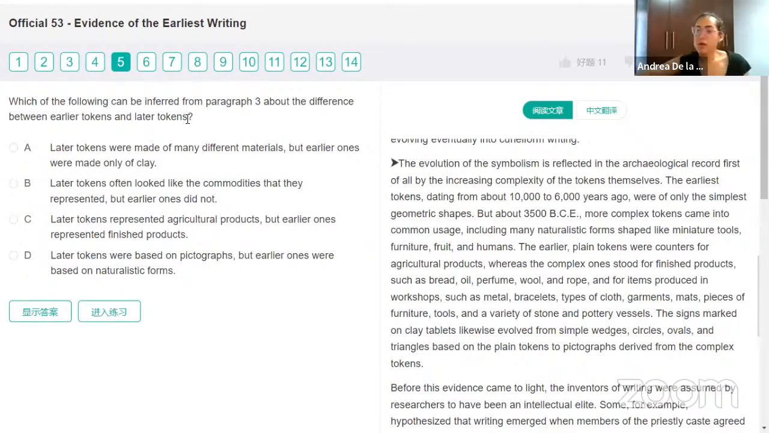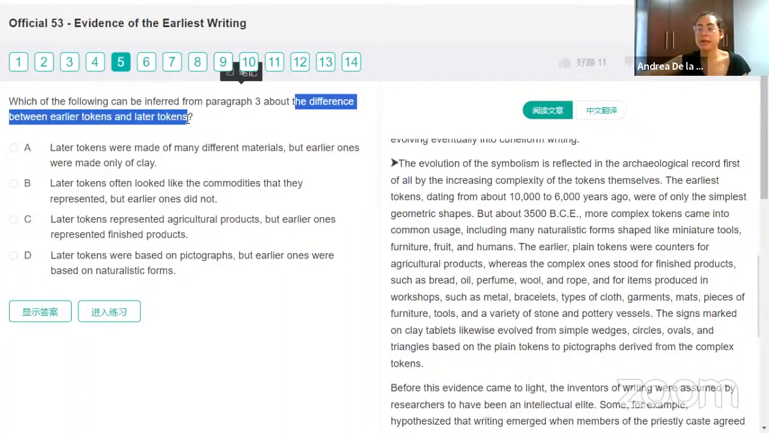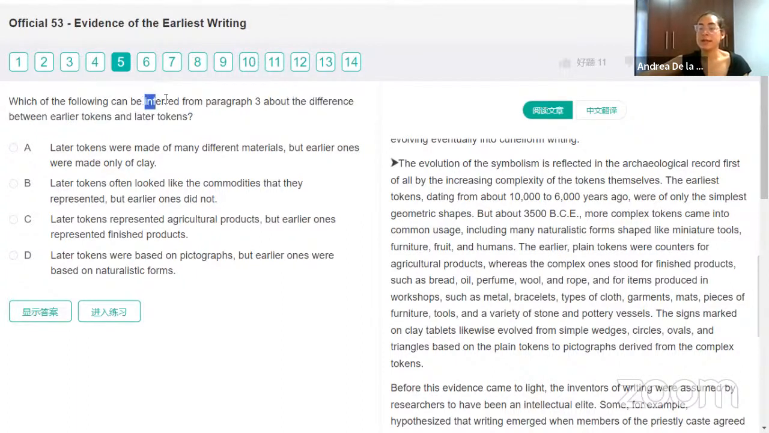Number 5. Which of the following can be inferred from paragraph 3 about the difference between earlier tokens and later tokens? The difference between earlier tokens and later tokens. Y nos dice inferred. Entonces probablemente no esté directamente ahí. Así te puede tomar un poquito más de tiempo.